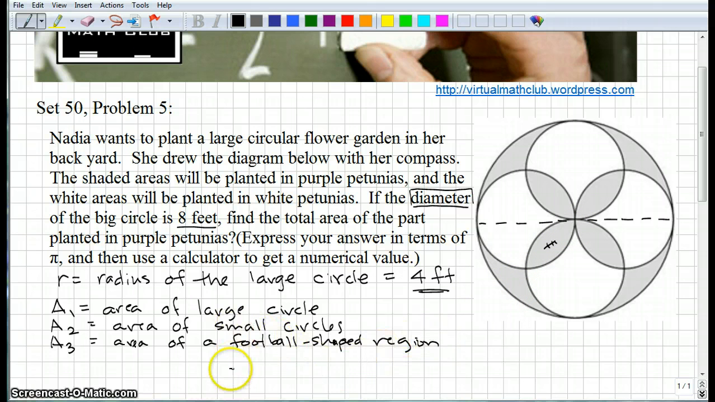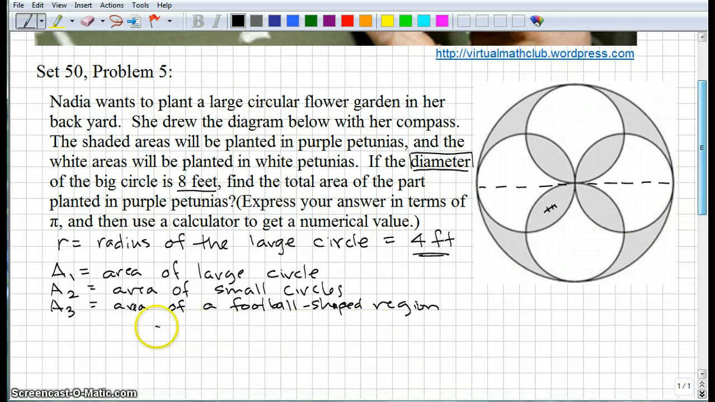So the large circle is pretty easy, right? Because we're given the radius. So A1, the area of a circle, is just pi r squared. So pi times 4 squared, and that's just 16 pi square feet.